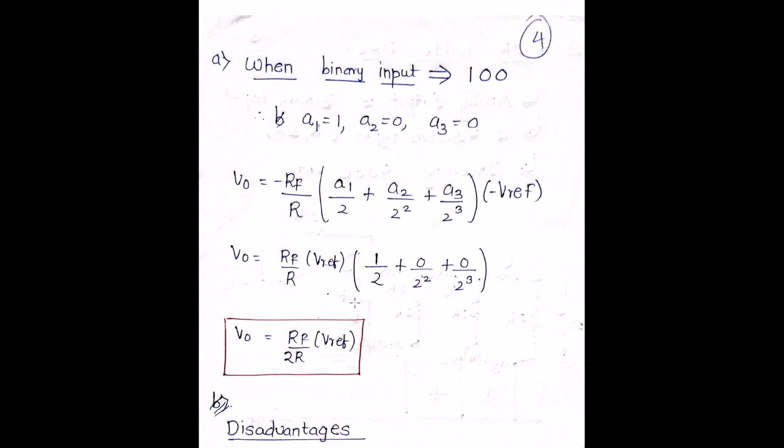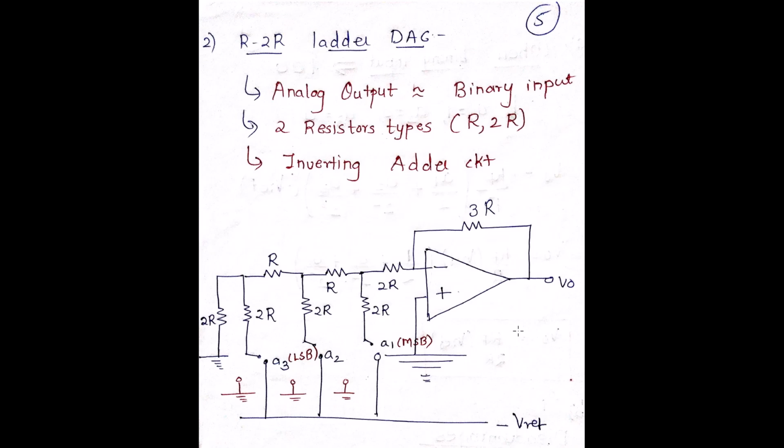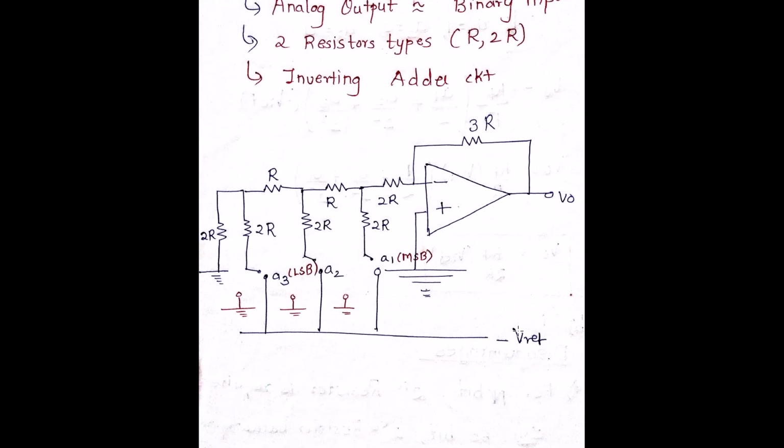In case of your weighted resistor, for n bits we require 2 raised to n resistors. So for 50 bits we require 2 raised to 50 resistor values, but that is not possible in an actual scenario. So in case of the R2R ladder circuit, we need not worry about that. We'll just be sticking to the R and the 2R. There is no other value than that, may it be any kind of n bit DAC.